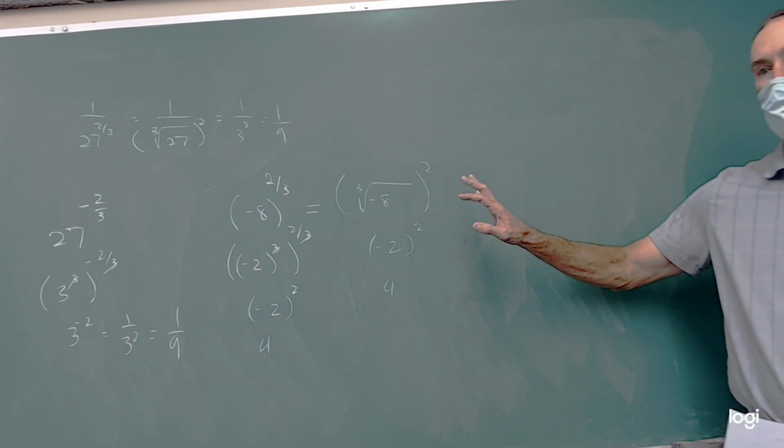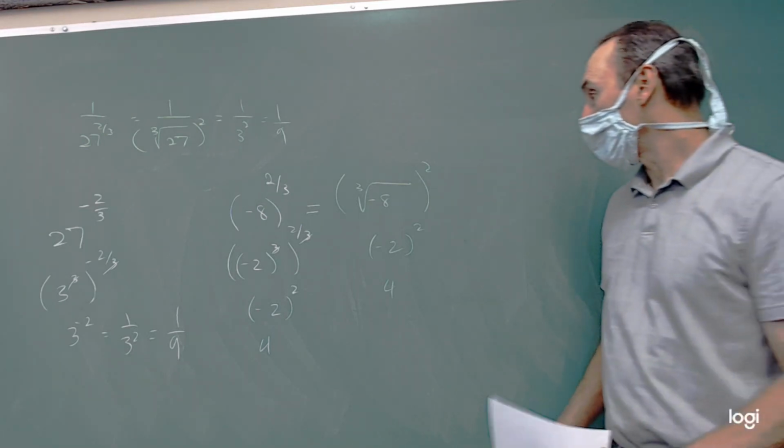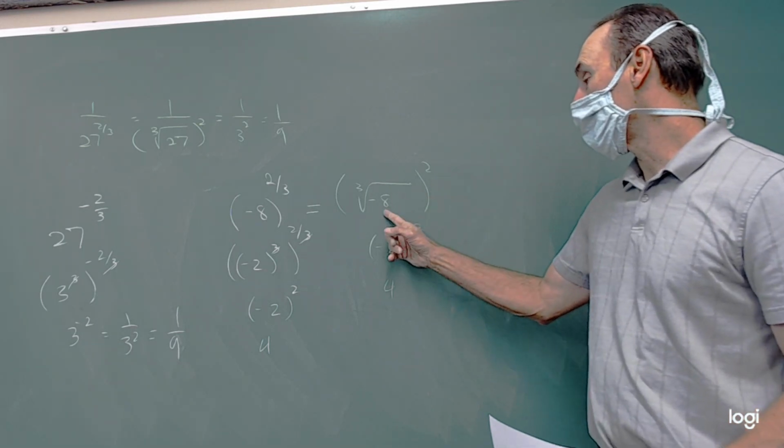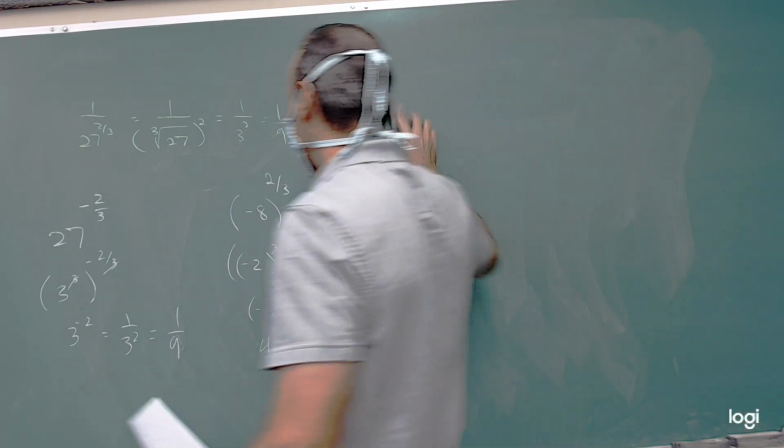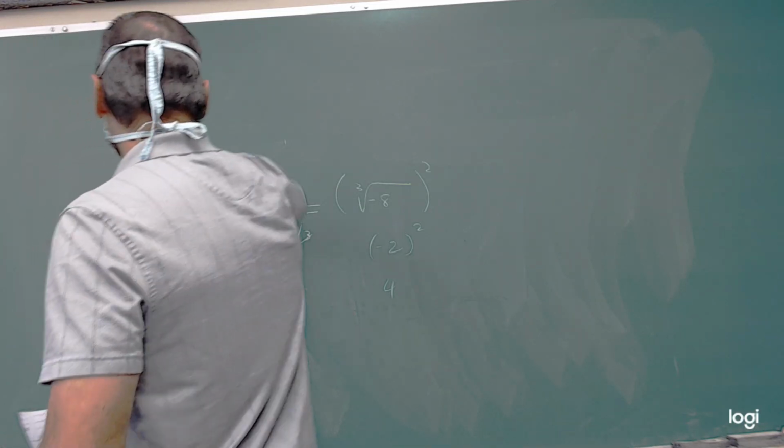Can we do that differently? Okay. I guess you could go negative 8 squared and get 64, and then you got to get the cube root of 64, which is going to be 4 also.